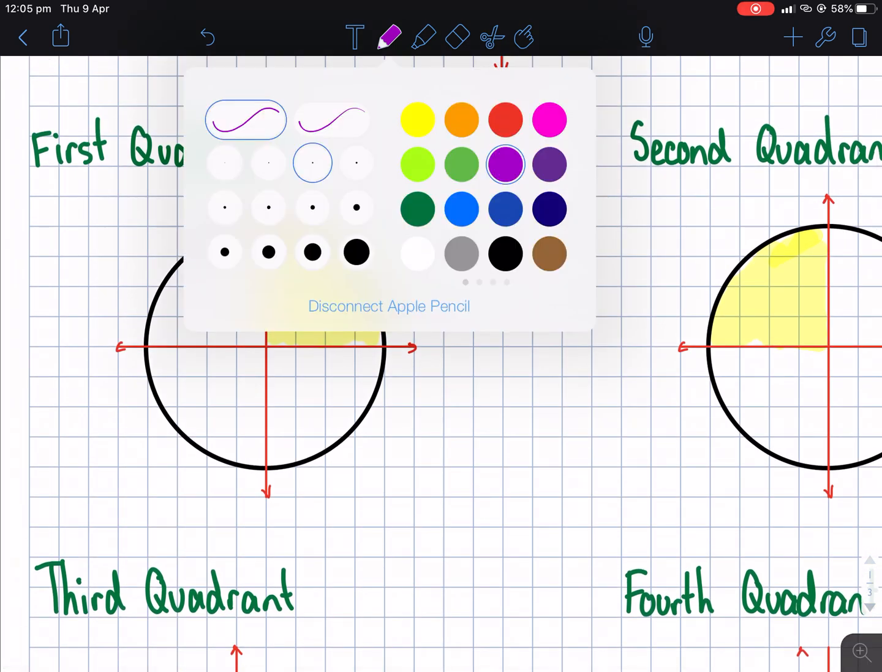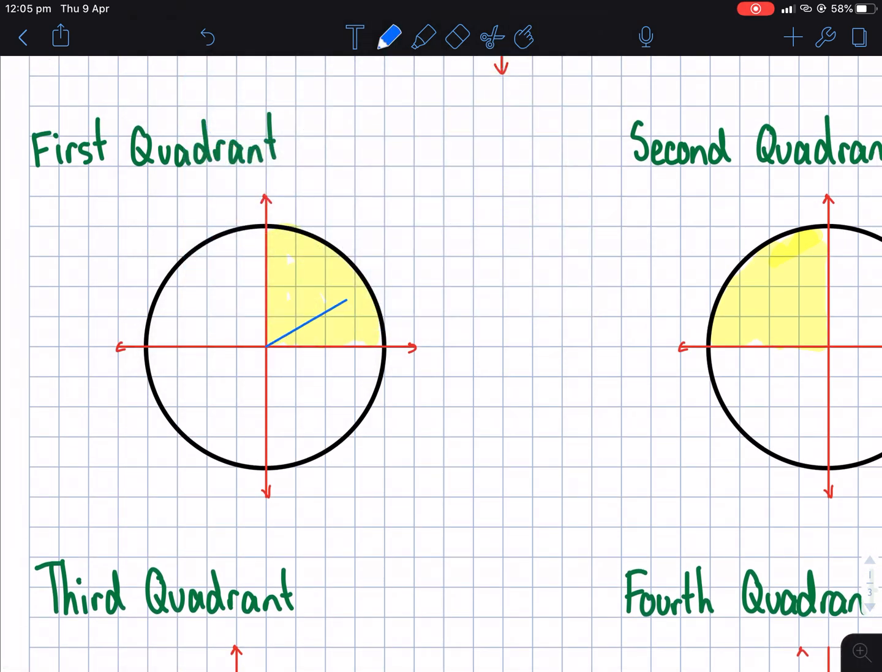And I'm going to repeat myself again, just so this is more visually appealing. So this point, the x-coordinate is x, the y-coordinate is y, and the radius is r, yeah? And this angle is theta. So sine theta equals y over r, cos theta equals x over r, and tan theta equals y over x.